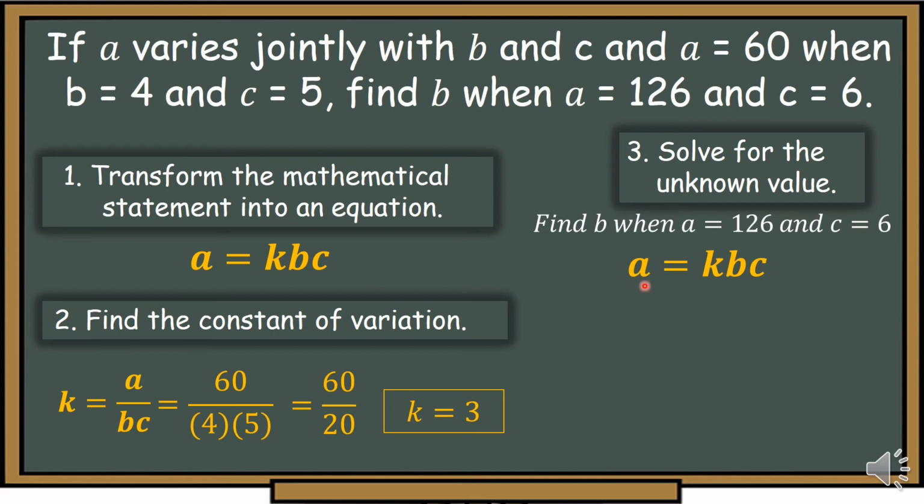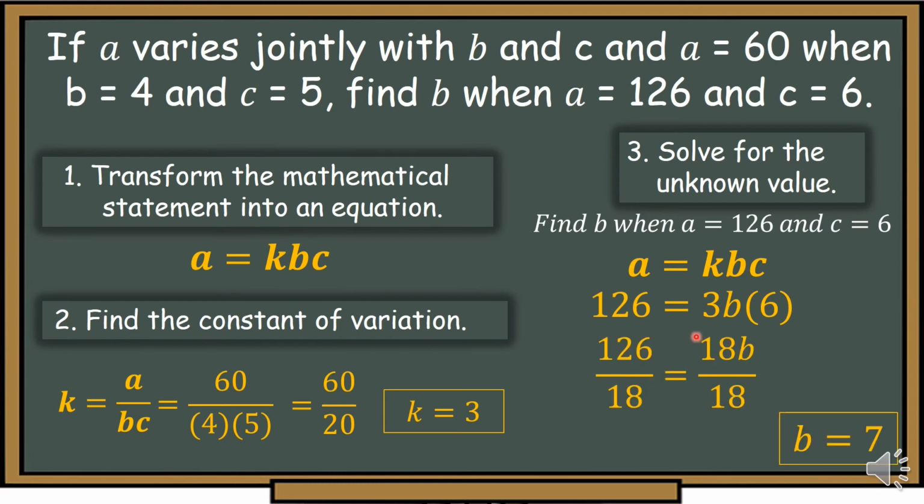So let's substitute. A is 126, our K is 3, our B is missing, and C is 6. We all know that 3B times 6 is 18B. So this is definitely the same as 126 equals 18B. Alright, 126 divided by 18. We divide both sides by 18 to get rid of 18 here. And B now is equal to 7.